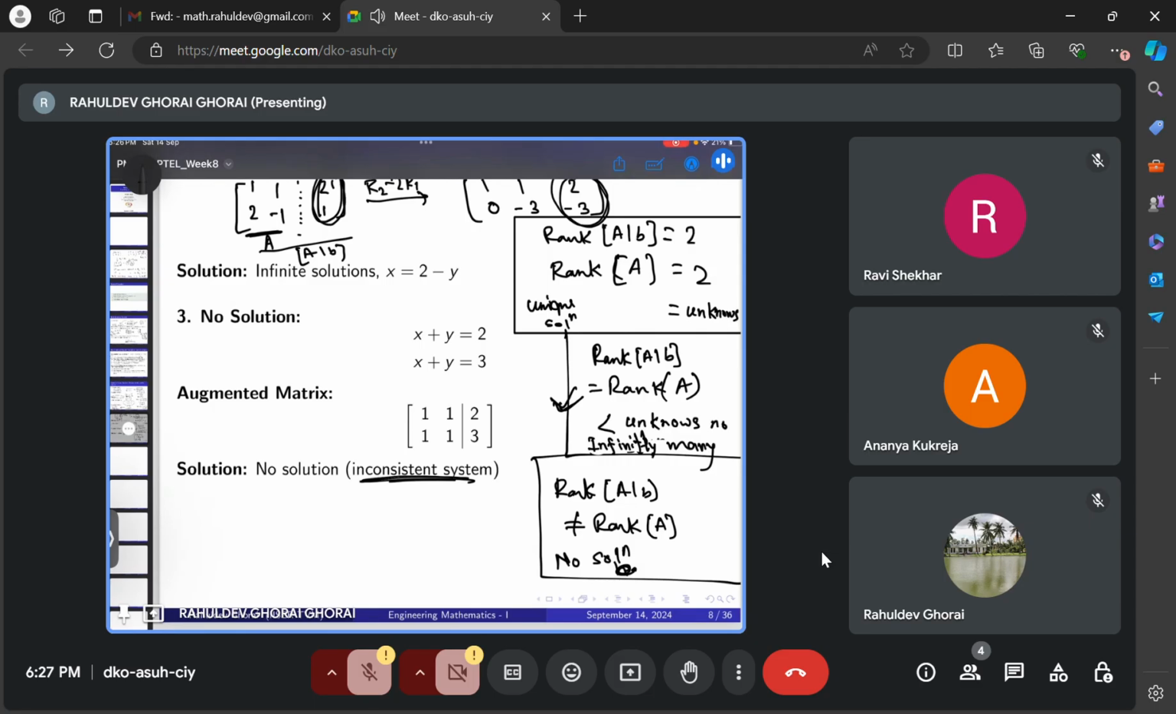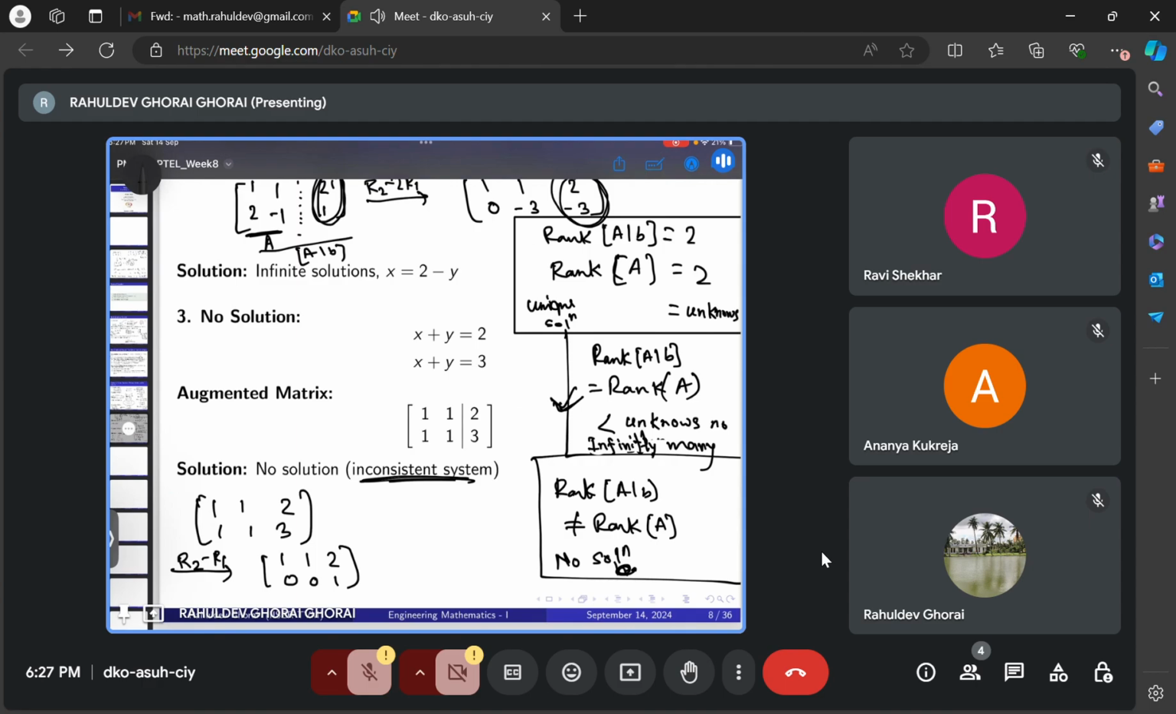Okay, so no solution. So what is the matrix? 1, 1, 2, 1, 1, 3. If you do a row reduction, R2 minus R1, then what will happen? 1, 1, 2, 0, 0, 1.